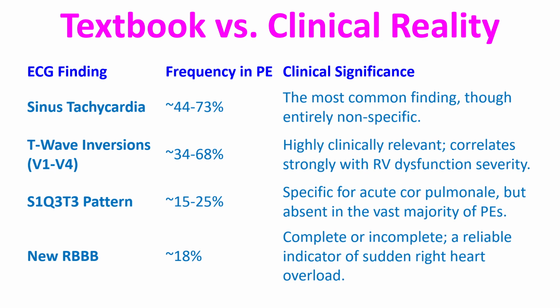S1Q3T3 pattern is seen in about 15 to 25%. Specific for acute cor pulmonale but absent in the vast majority of pulmonary embolism. New RBBB seen in about 18%. Complete or incomplete, a reliable indicator of sudden right heart overload.